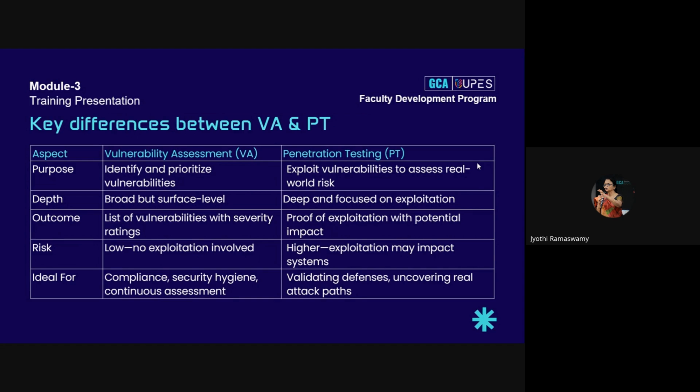VA is ideal for compliance and security hygiene, and it is a continuous assessment. PT is for validating defenses and uncovering real attack paths. That's what we were saying. So PT will validate the defenses. It will uncover the real attack path. So it will take an attack, and with that attack, it will identify whether that vulnerability is exploitable or not. But VA will just give the assessment. It will give a report which says these many high vulnerabilities are there, these many medium are there, and so on.